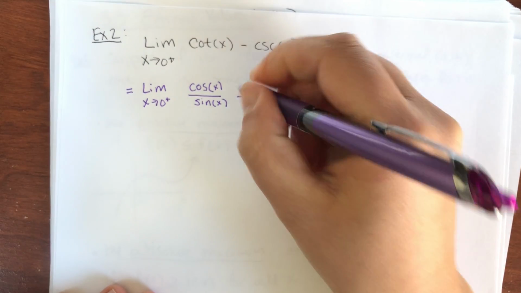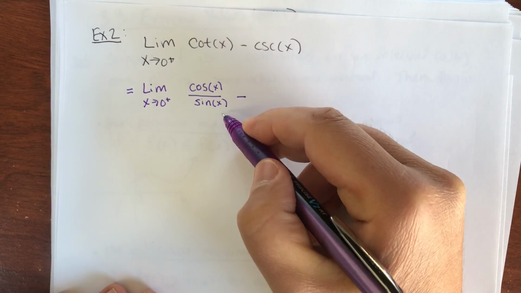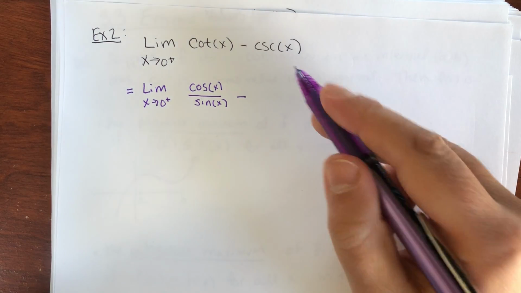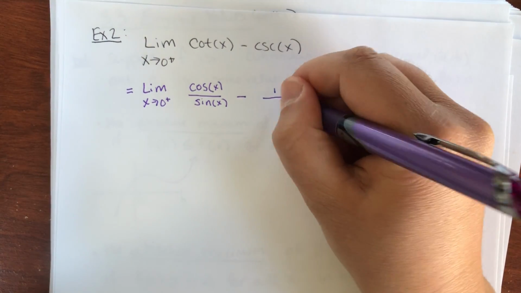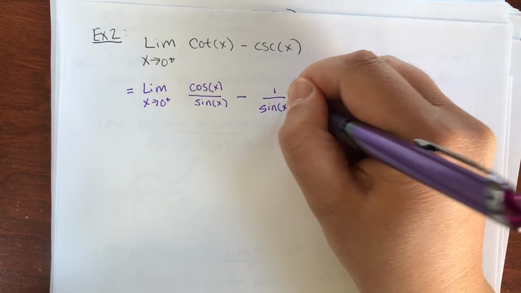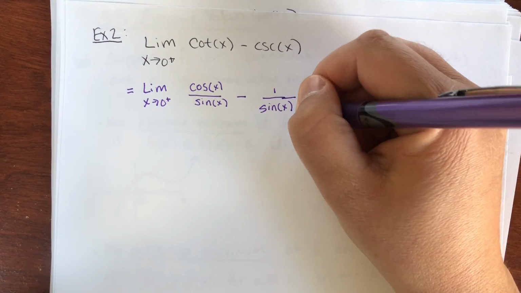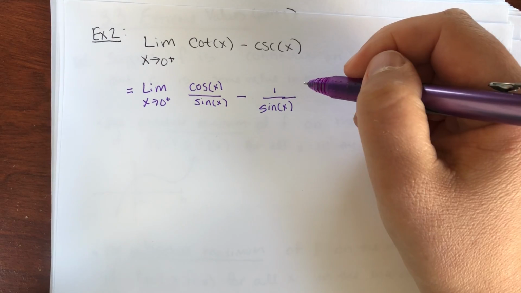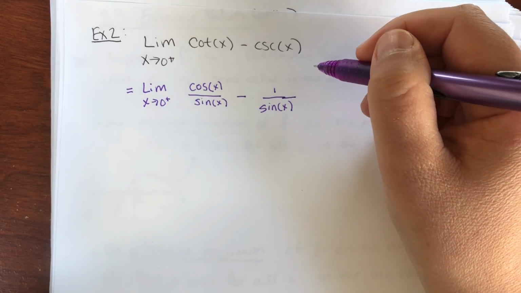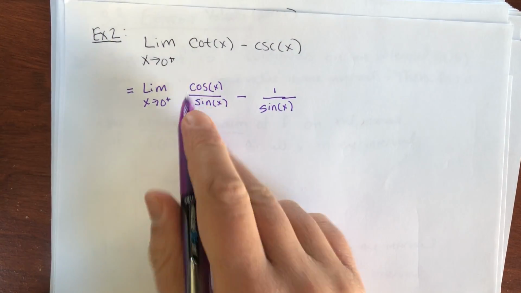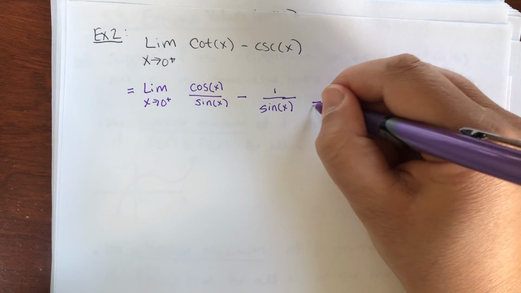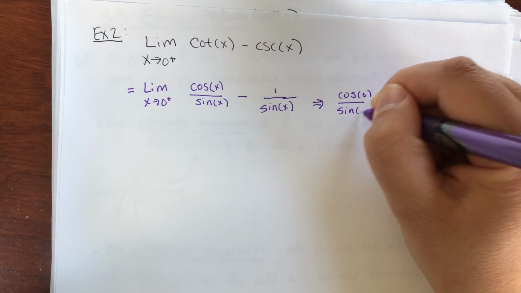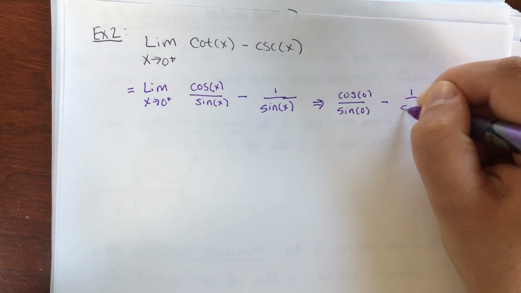Okay, this hopefully we know how to do. We know how to evaluate cosine of 0 and sine of 0. Similarly, cosecant is the reciprocal of the sine function. So it's 1 over sine of x. All right, now if I were to try to use direct substitution here, in the first case I'd get cosine of 0 over sine of 0 minus 1 over sine of 0.